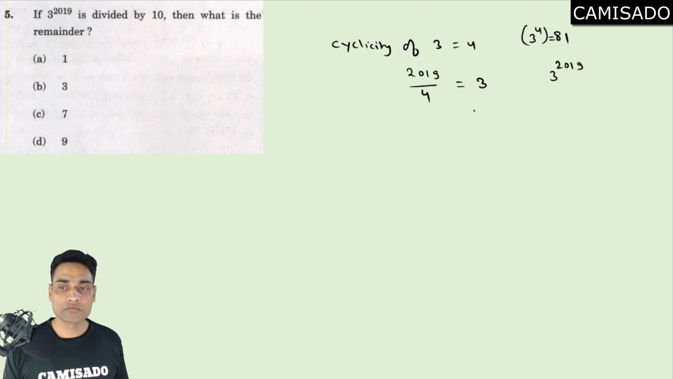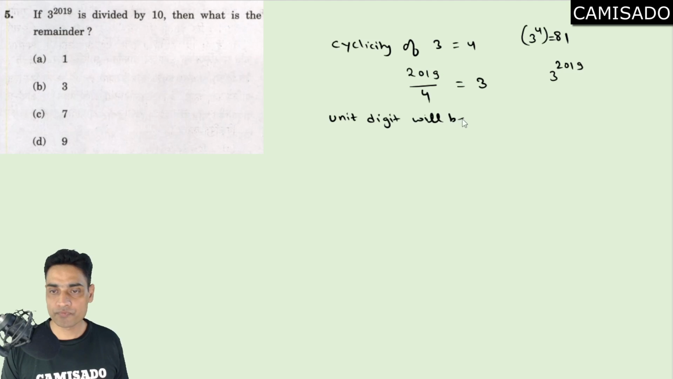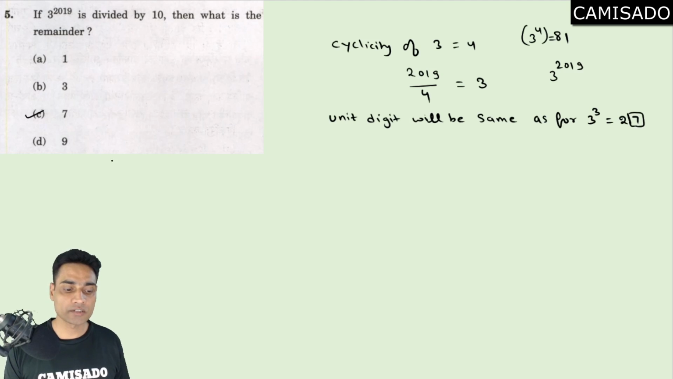So when the remainder is 3 here, the unit digit will be the same as that of 3 raised to power 3, which is 27. So the remainder here will be 7. 7 will be the right answer.